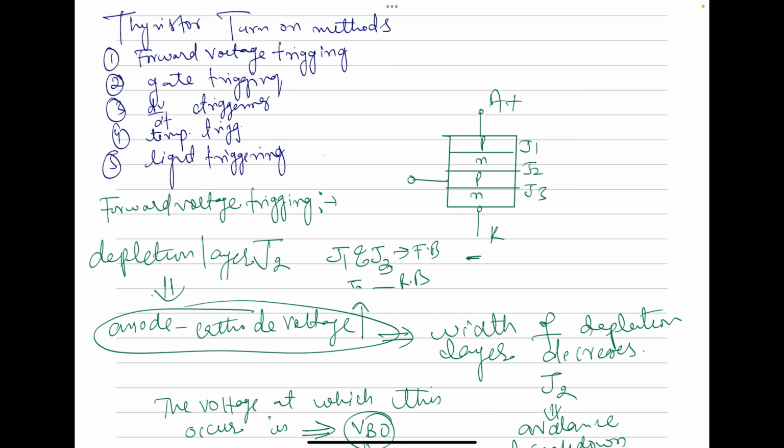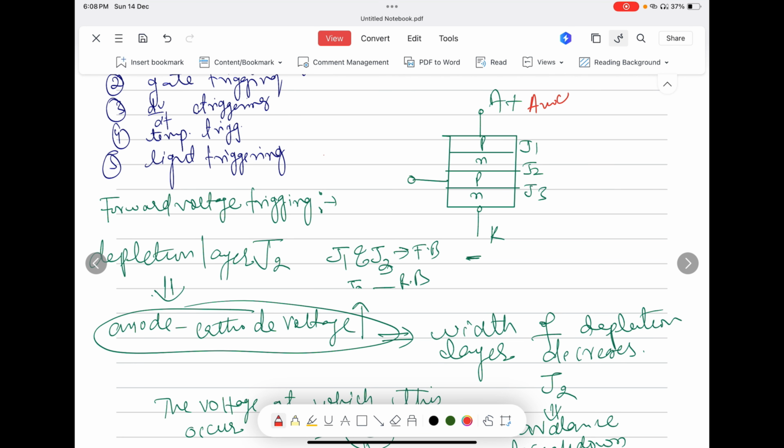In the forward voltage triggering, as you can see in the diagram here, A is the anode, K is the cathode, and G is the gate. The junctions J1 and J3 are already forward biased. Junction J2 is reverse biased. So the problem is of junction J2.